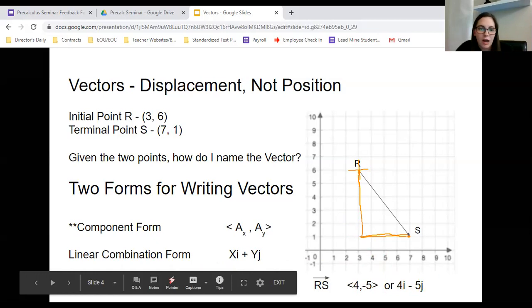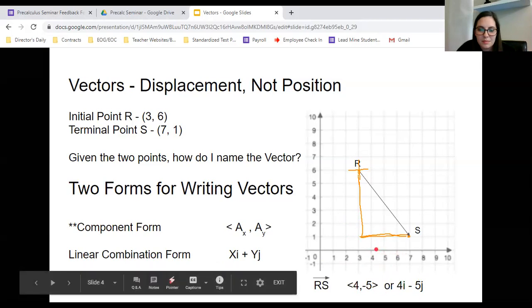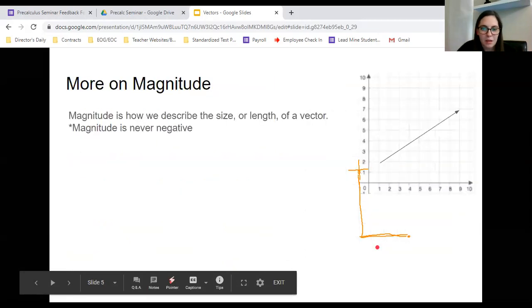Any questions on component form or linear combination form, go ahead and put those into the group chat for me. All right, looks like we're good. So we're going to go ahead and go on. Oh, let me clear out my drawings.